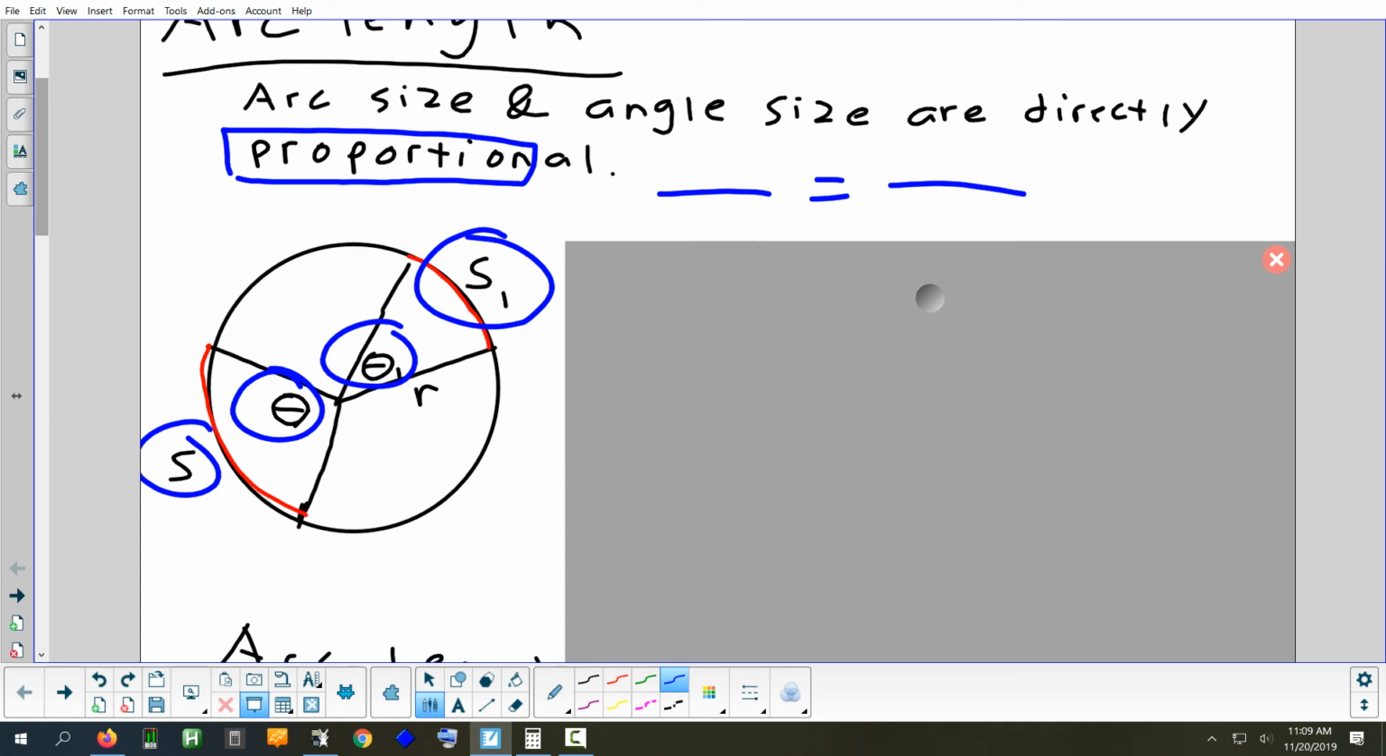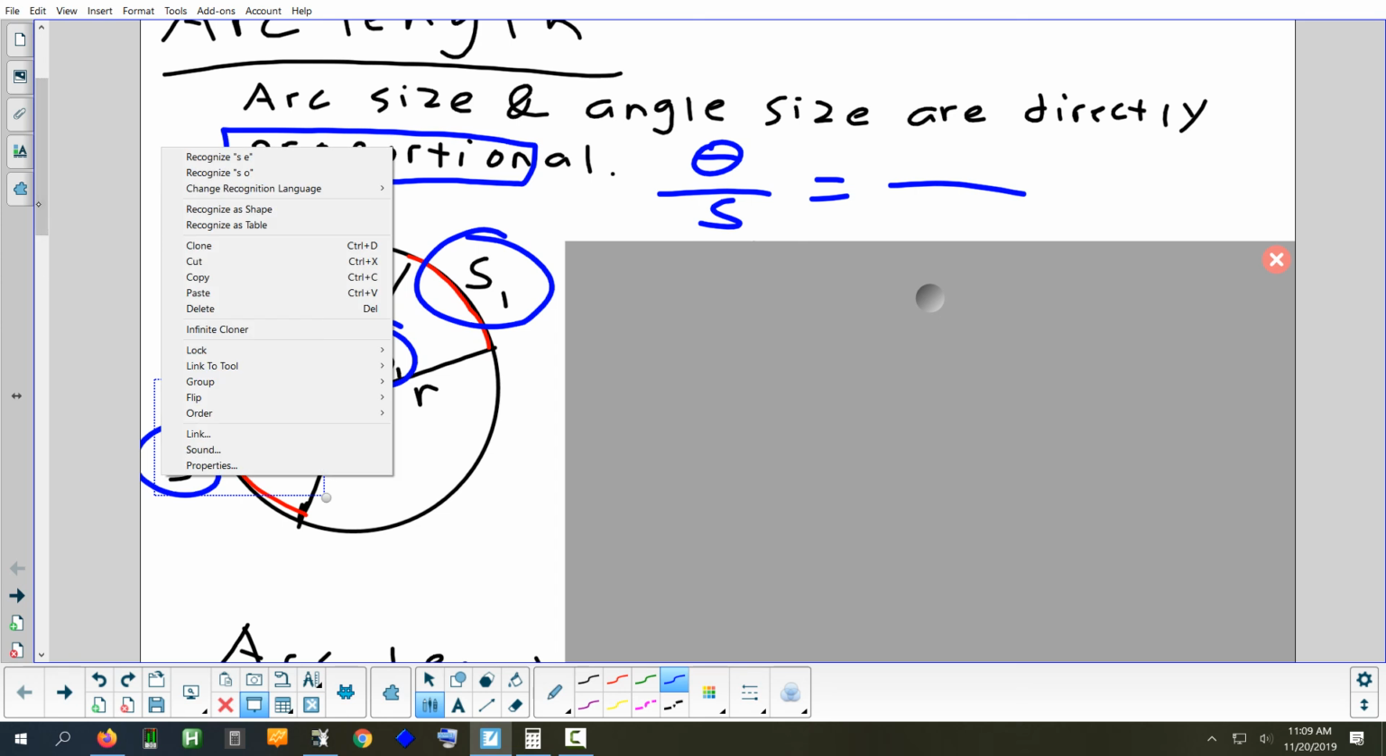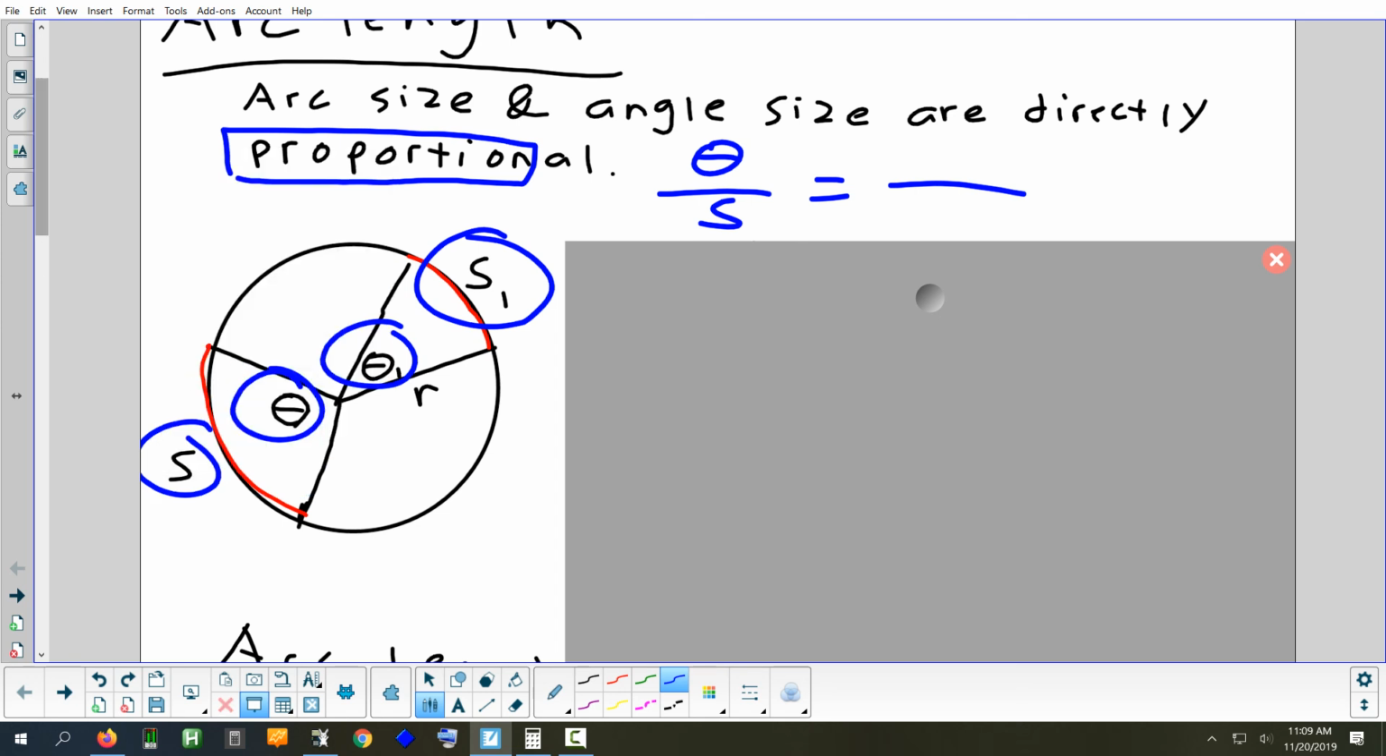This is to this as that is to that. Yeah? Theta over S. Sure. Theta over S. So he compared angle to arc. So we have to set the right-hand side up the same way. Angle to arc.